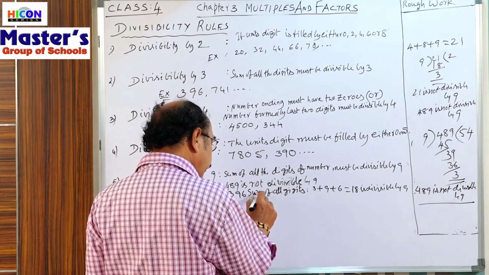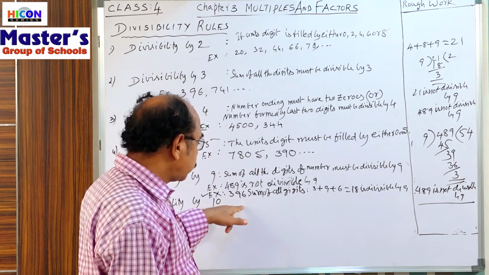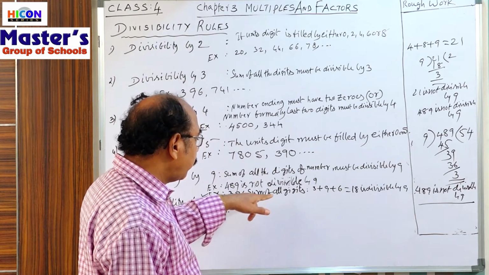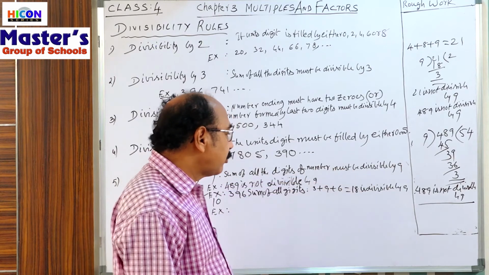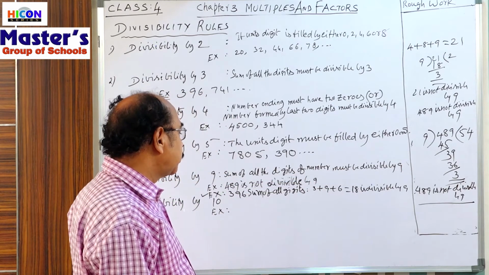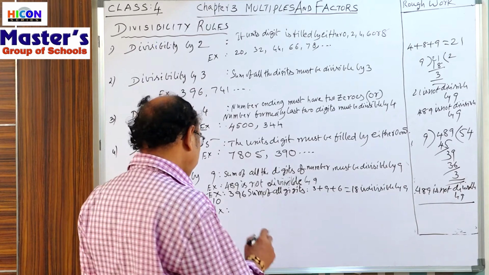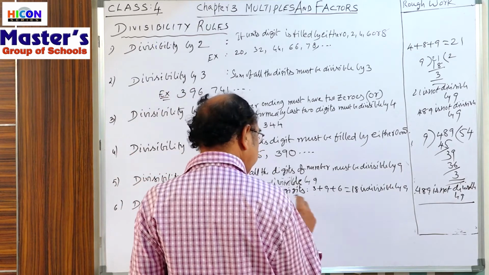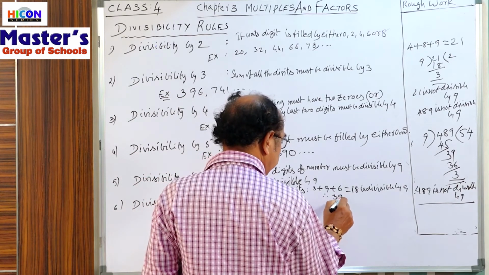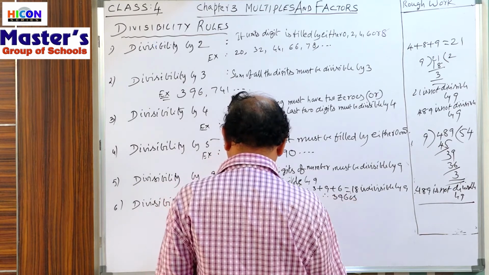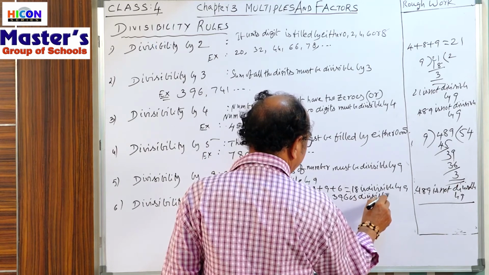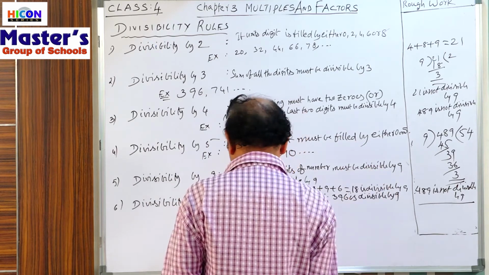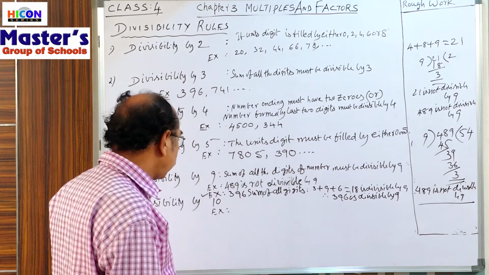As an example for divisible, I gave 396. The sum of the digits of 396 is 18, and 18 is divisible by 9. That's why we say 396 is divisible by 9. Like that, okay, children.